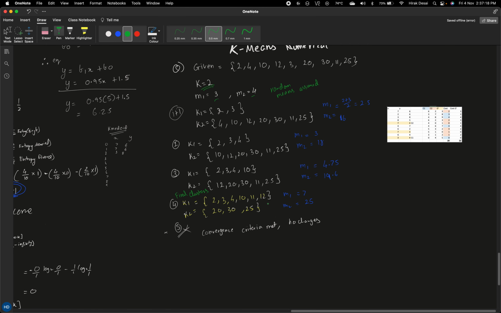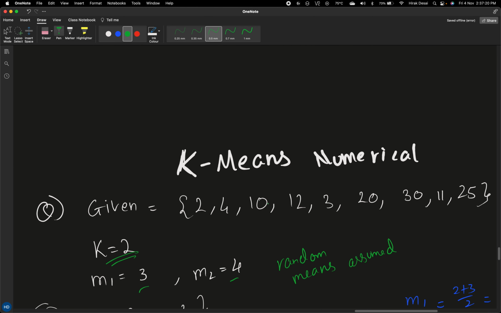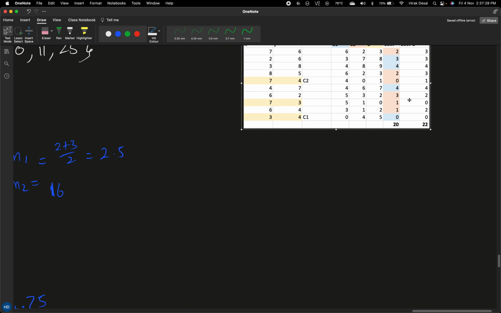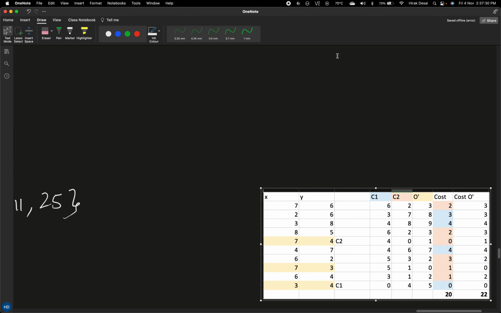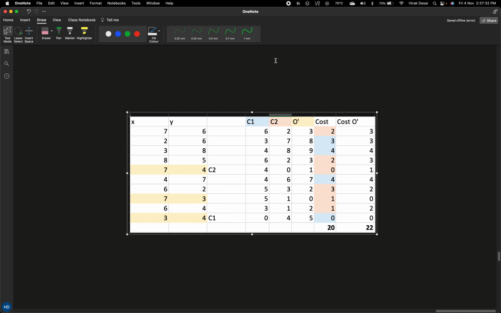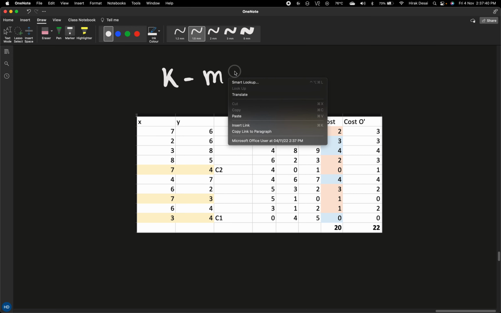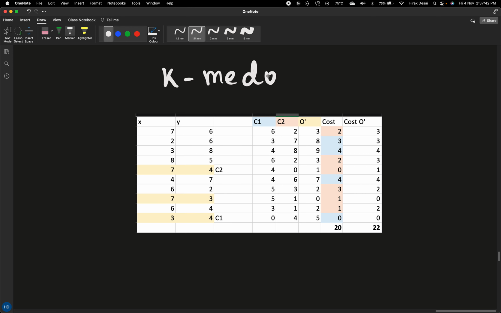Now we'll be doing something called K-Medoid. I have the question in place already for you guys, for my convenience as well. Just track the question. So now we'll be solving a numerical known as K-Medoids.